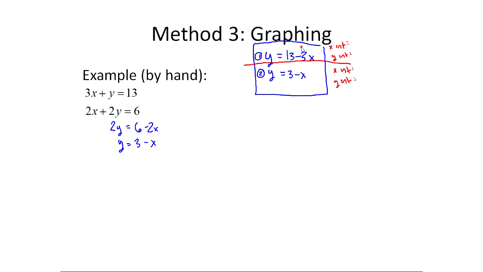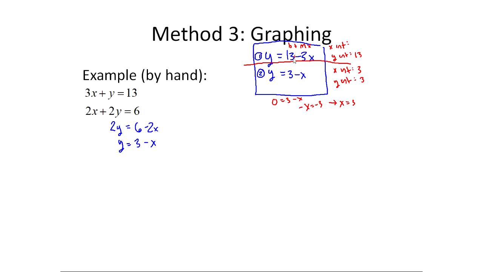For example, this is in the form of mx plus b. The b would be 13, and the m would be negative 3. And remember, b always represents the y-intercept. So here the y-intercept's actually 13, and here the y-intercept's actually 3. Now what about the x-intercept? Well, that's the point where y equals 0. So what I want to do here is solve for x. I want to solve 0 equals 3 minus x. Well, that would mean that minus x equals minus 3. In other words, x equals 3.